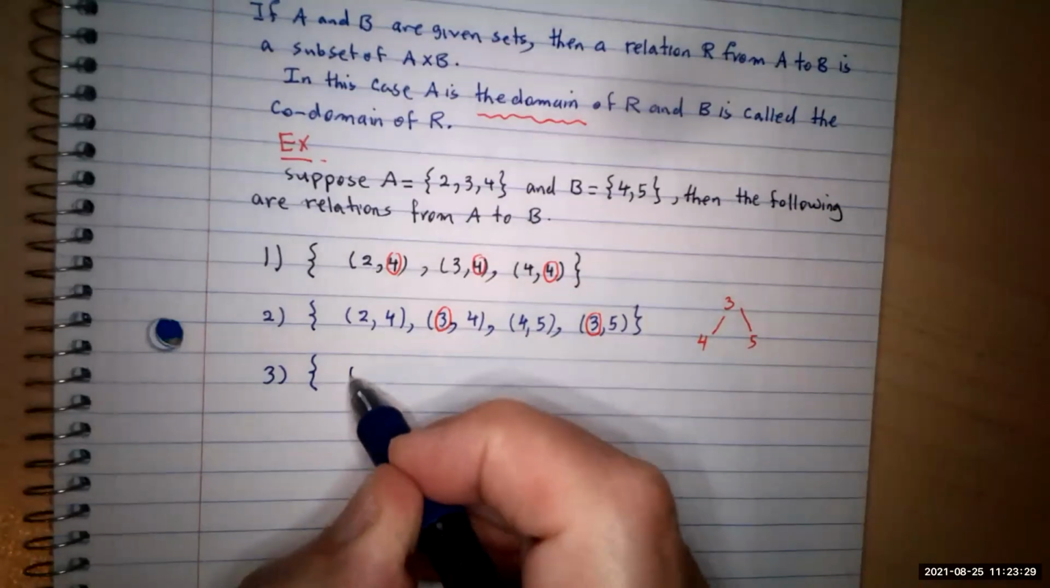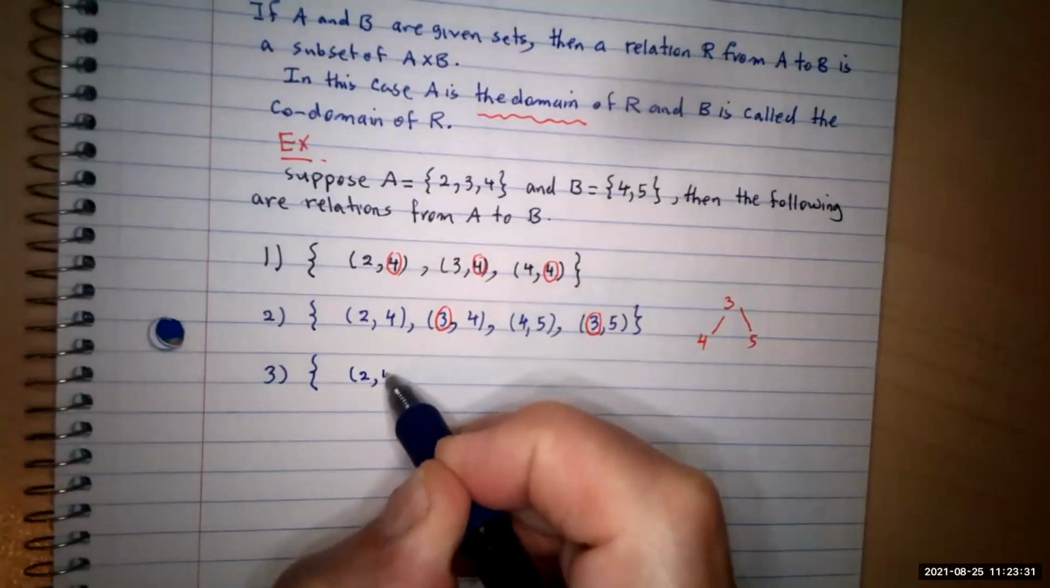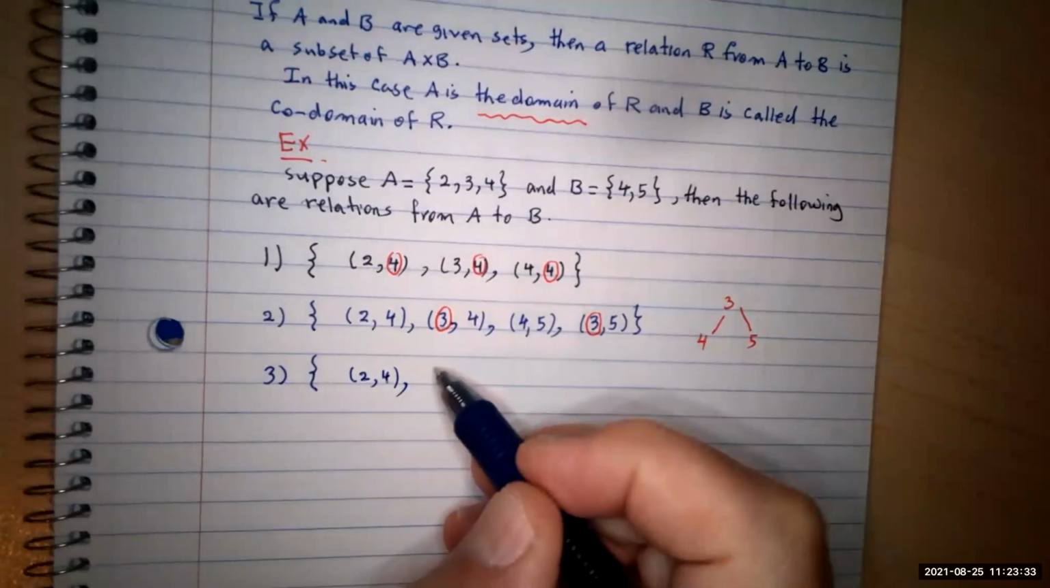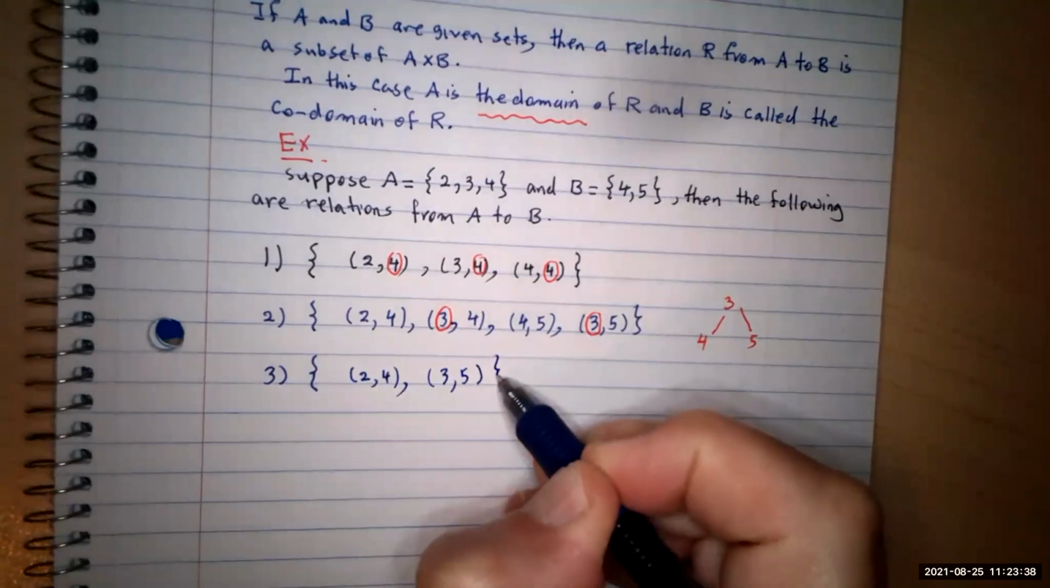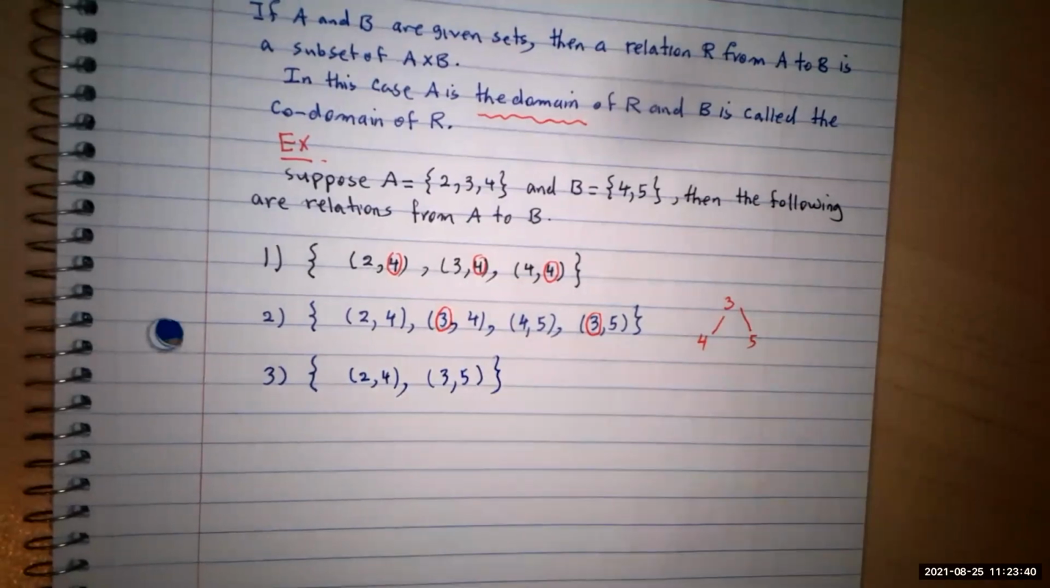Okay, let's have another one. Let's see what is special about this one. 2 and 4, and 3 and 5. This is again a relation. What is special about this one? Let's make it different from the others. Any suggestion for this one?